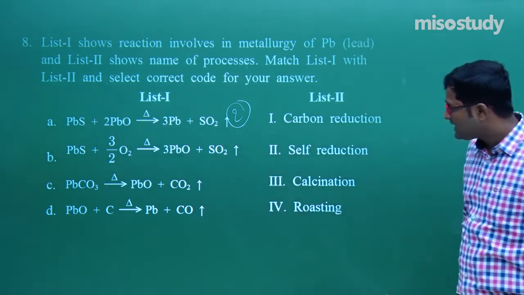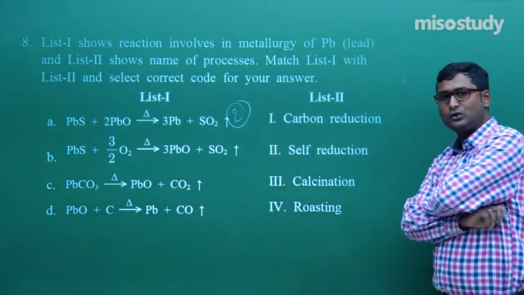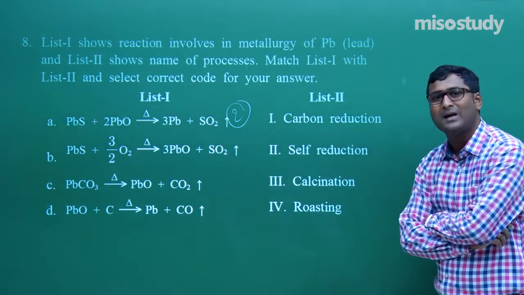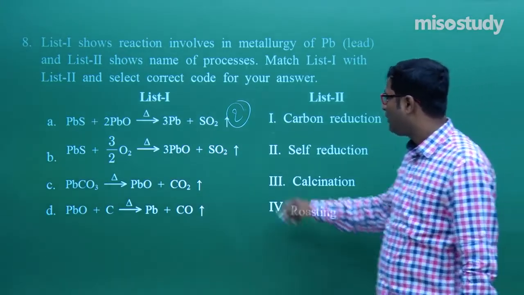Yes. PbS plus 3/2 O2, that is the conversion of sulfide ore into oxide ore. Conversion of sulfide ore into oxide ore is known as roasting. So for this question, what is the correct option? 4 is the correct option.